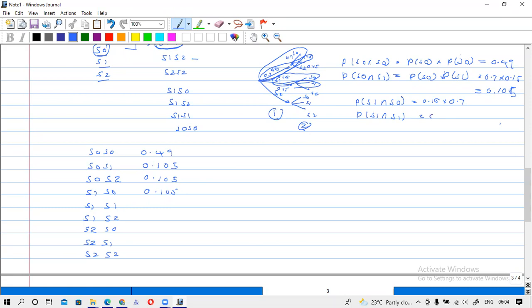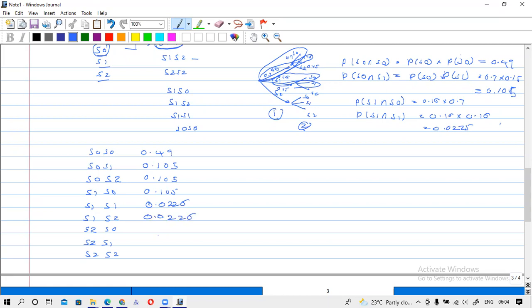That means S1 is 0.15, S1 again 0.15. So we will get 0.225, and we have to keep four decimal places. So it is, yes, thank you, 0.0225. Okay, and this one also 0.0225.